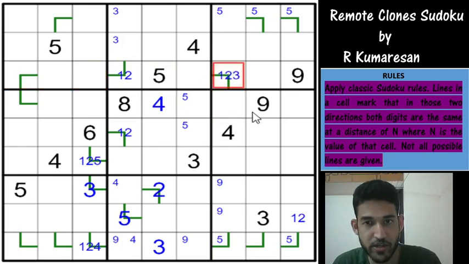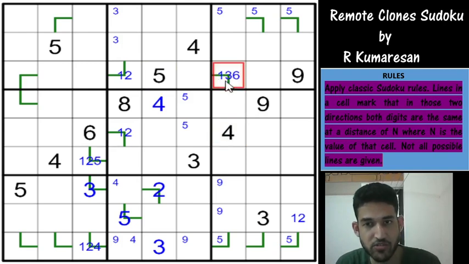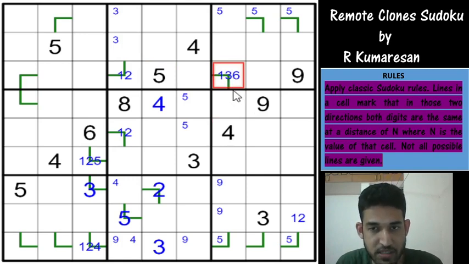So this has to be 1, 2, 3 and 6. And if it is a 2, then both of these cells must be 5, but you have a given 4 there. So this is not a 2, so this is 1, 3 and 6. And let us maybe look at this cell maybe.